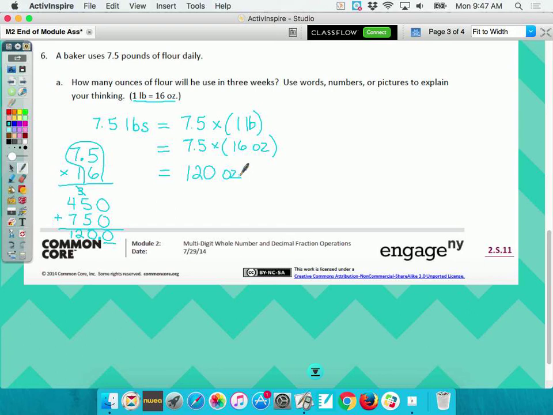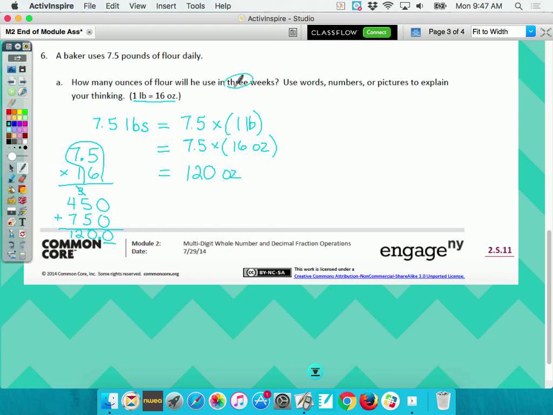Is that true? Well, I mean, in 7.5 pounds, there's 120 ounces. Sorry, I said that wrong. In 7.5 pounds, there's 120 ounces, and yes, it's true. There's 16 ounces in 1 pound. Okay, so now that we've done that, we got to figure out 3 weeks.